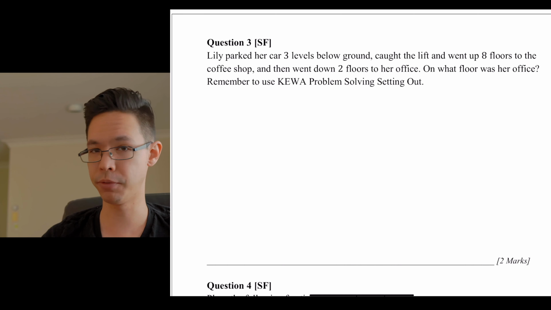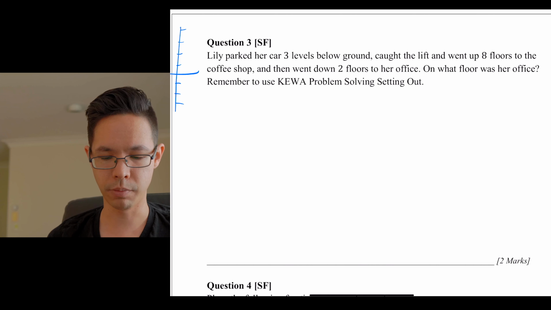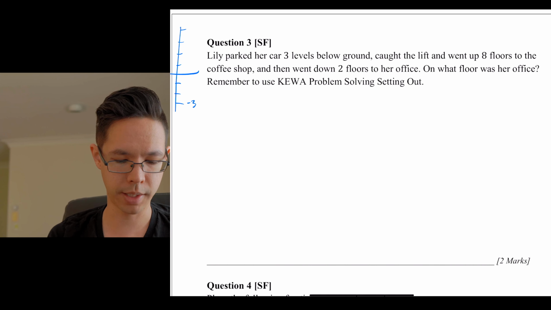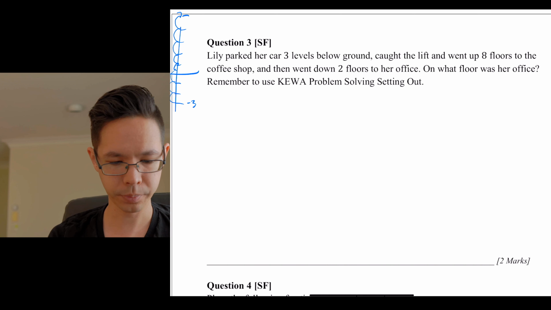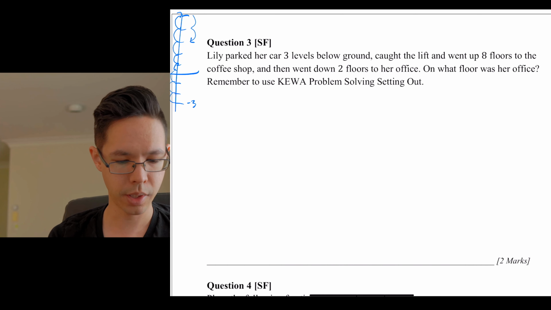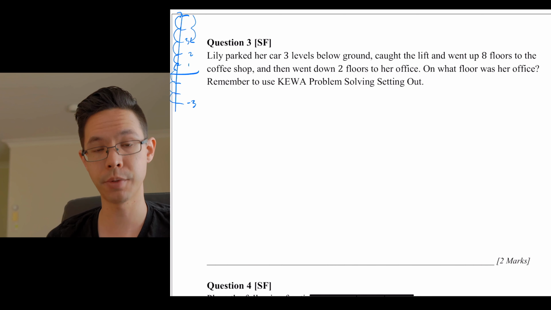So for example, if I've got ground floor, and then I'm just going to have 1, 2, 3, 4 upstairs, 1, 2, 3 downstairs. So we're 3 levels below, so we're on -3. We went up 8 floors, so 1, 2, 3, 4, 5, 6, 7, 8. So we're up 8 floors. And then we went down 2 floors, so 1, 2 floors. So what floor are we on now? So 1, 2, we're on the 3rd floor. So we know the answer is 3.